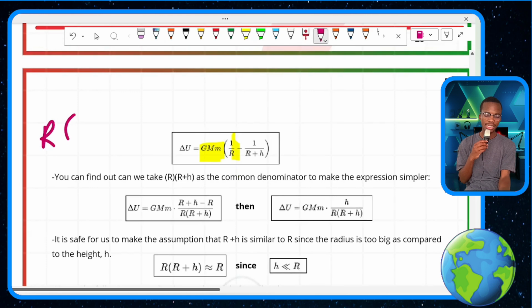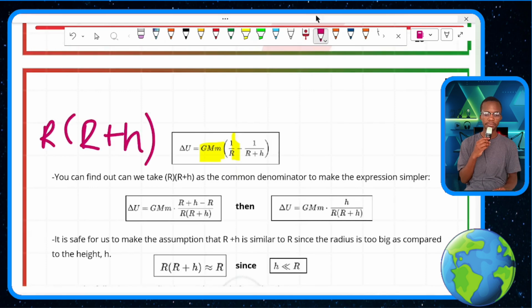as a common denominator and we put it down at the bottom. So r into r plus h gives r plus h over there, and r plus h into r gives r. So 1 times r is r, and we have r plus h minus r. r minus r is just 0. We're left with delta U being GMm times h over r times r plus h. And you can see the negative sign is gone because we've dealt with that.